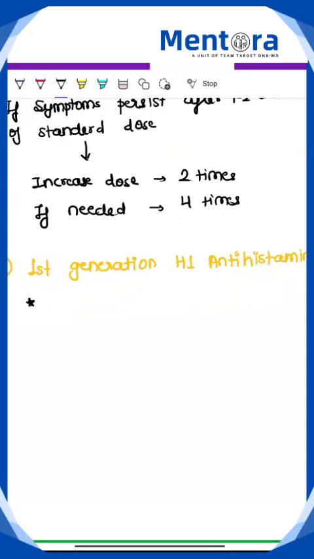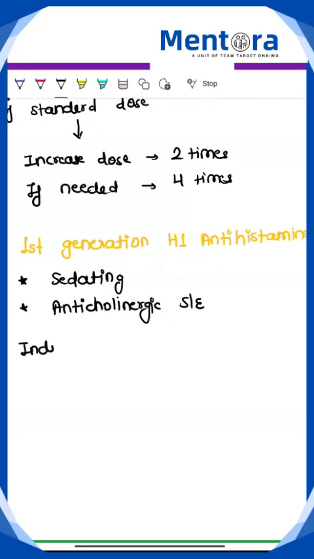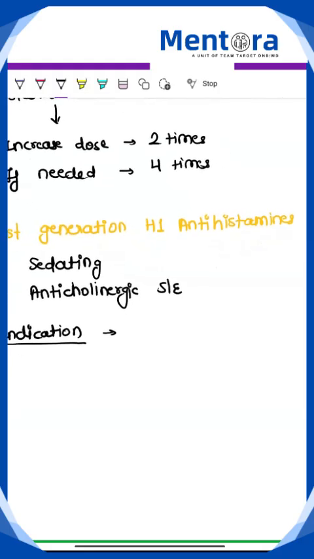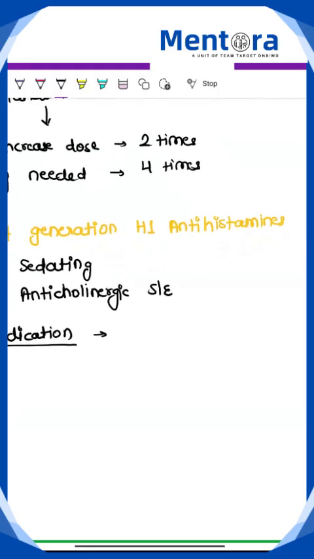But the drawback of these is they are sedating and they have anticholinergic side effects. So what are the indications why we use them? As it is sedating, we use it in case of severe nocturnal pruritus. The child is unable to sleep because of itching.